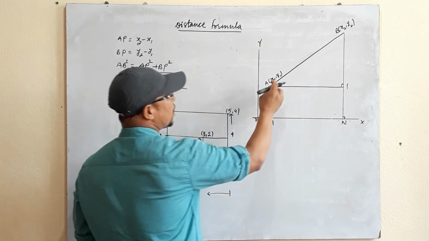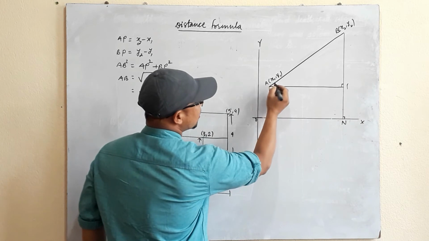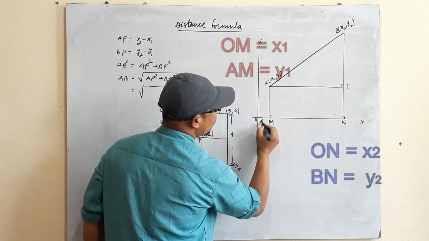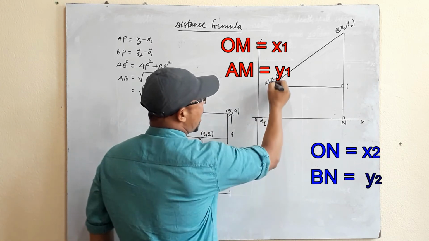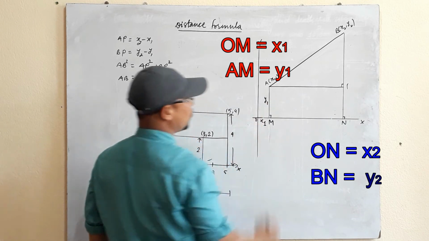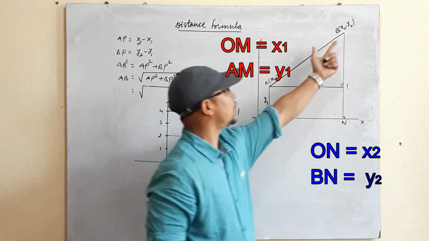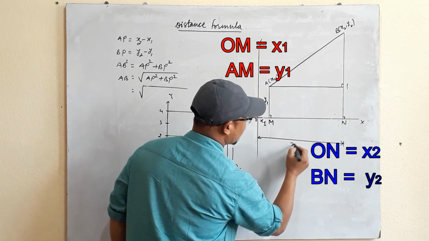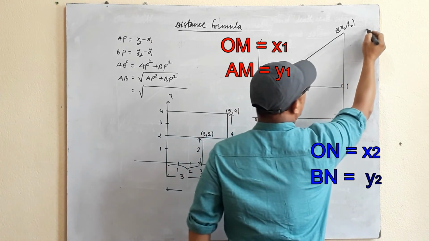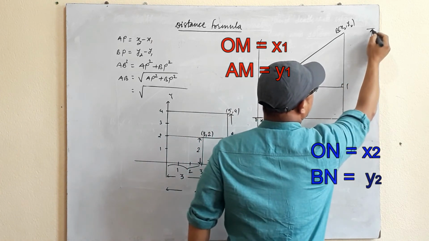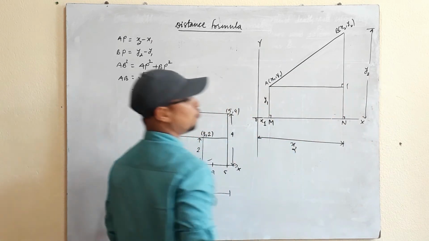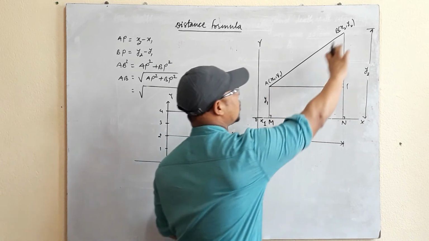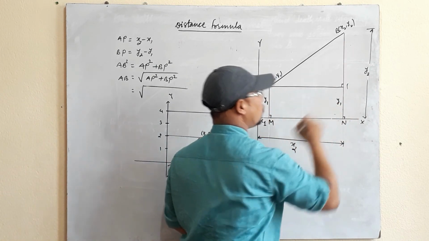Now here, A (x1, y1) means the x unit, this OM, is x1. And AM, this value, is y1. Similarly, for B (x2, y2), this value is x2, and this whole value is y2. Now see x1, x2, this is y1, this is y2. This value is also y1.